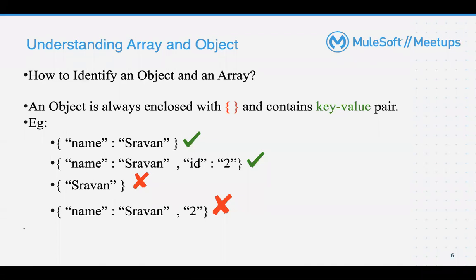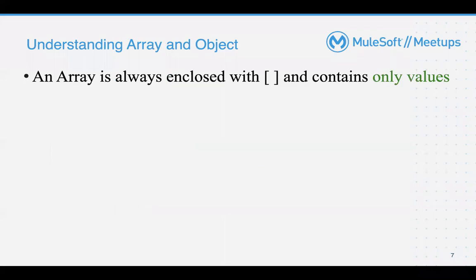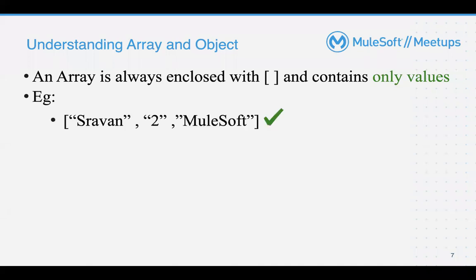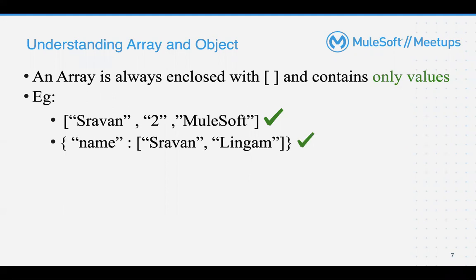Okay, next thing, an array. What is an array? An array is always enclosed with square brackets and it contains only values, unlike an object. In an object we have key value pairs, but in an array we have only values. For example, you can see here I have three values: Shravan, 2, and MuleSoft, separated by commas again. Here, you can see, this is an array. Can you tell me whether this is an object or an array?